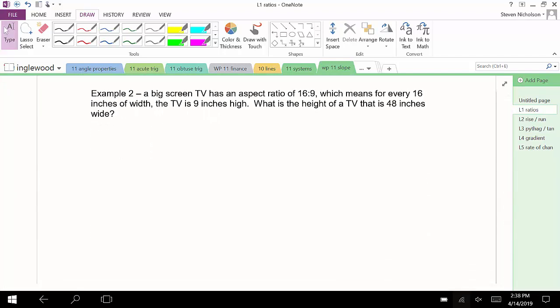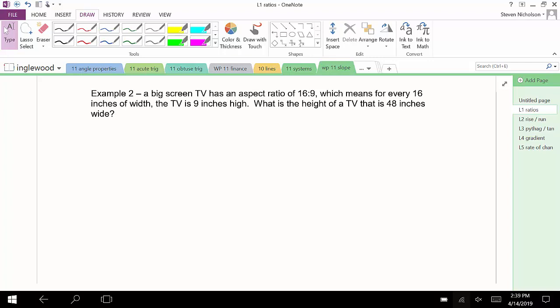And here's an example of the power of a proportion. If things are bigger or smaller in proportion, then we can go ahead and solve problems. So for example, a big screen TV has an aspect ratio of 16 to 9, which means that for every 16 inches of width, there's 9 inches of height. And this is pretty much the standard aspect ratio for TVs nowadays. What is the height of a TV that has 48 inches of width?